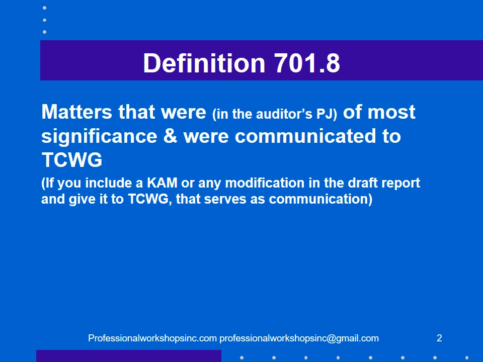Now, the definition of a key audit matter starts in 701.8, and the definition is matters that were, in the auditor's professional judgment, of most significance and were communicated to those charged with governance. Now, as an aside, if you include a key audit matter or any other matter or modification in the draft audit report and give that draft audit report to those charged with governance, the audit committee, for instance, that serves as communication.